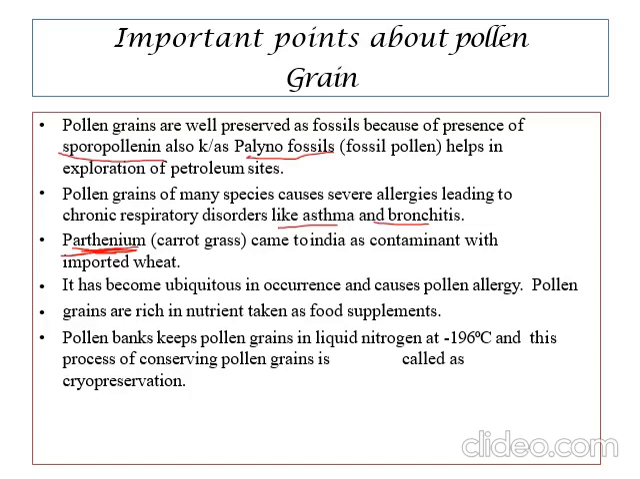Pollen banks have been created in order to keep pollen grains for fertilization to take place. If you have to do fertilization of a respective plant species, you must keep those pollen grains so that you can use them later on. So we have made pollen banks for the future. Pollen banks keep the pollen grains in liquid nitrogen, at a temperature of about -196 degrees Celsius, and this process of conserving pollen grain is referred to as cryopreservation. Cryopreservation has been asked in short notes, so remember these points about pollen grains.